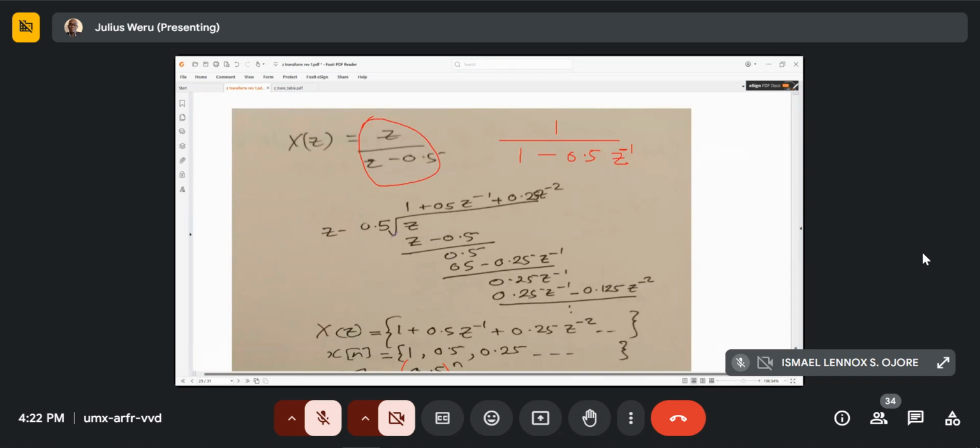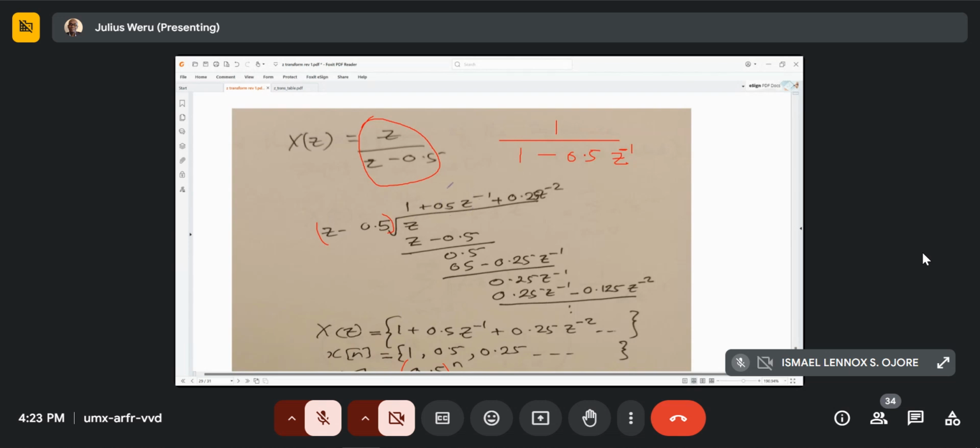So using the long division method, let's see how we get it. This is z divided by z minus 0.5. It goes once, because of z minus 0.5. So this is 0 minus 0.5, so it is 0.5. So this can go how many times? It can go this number of times.